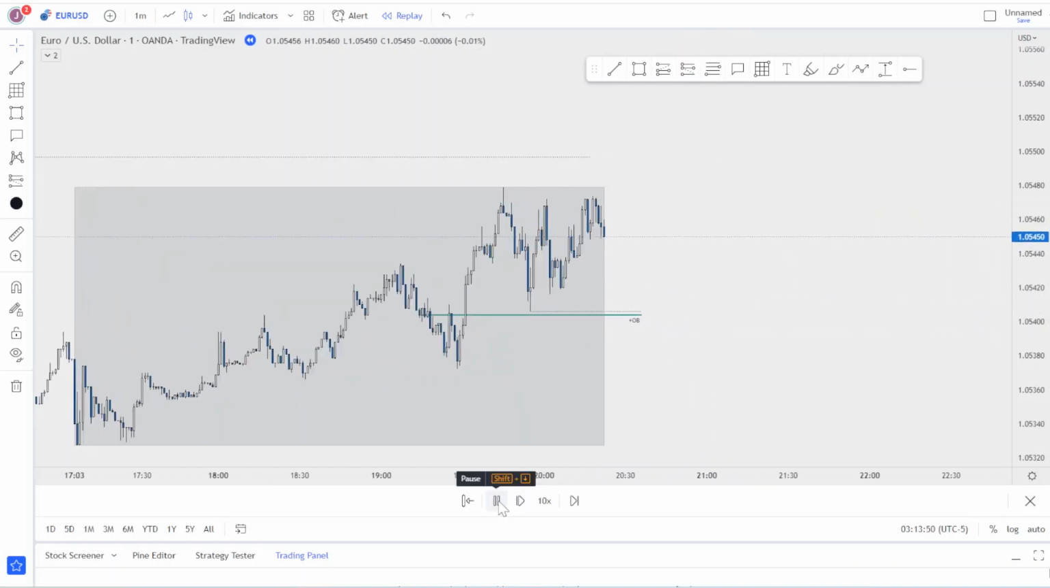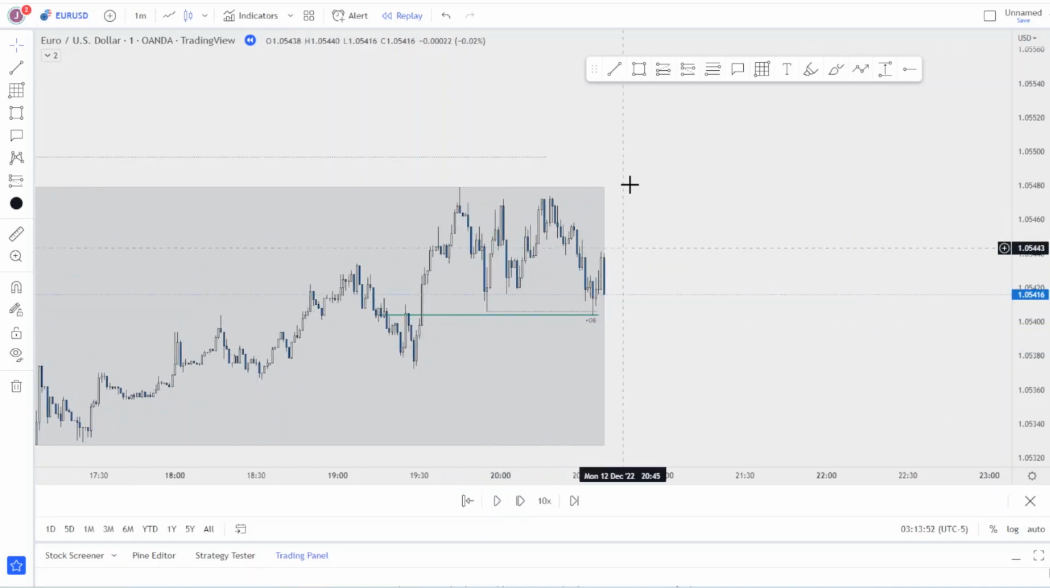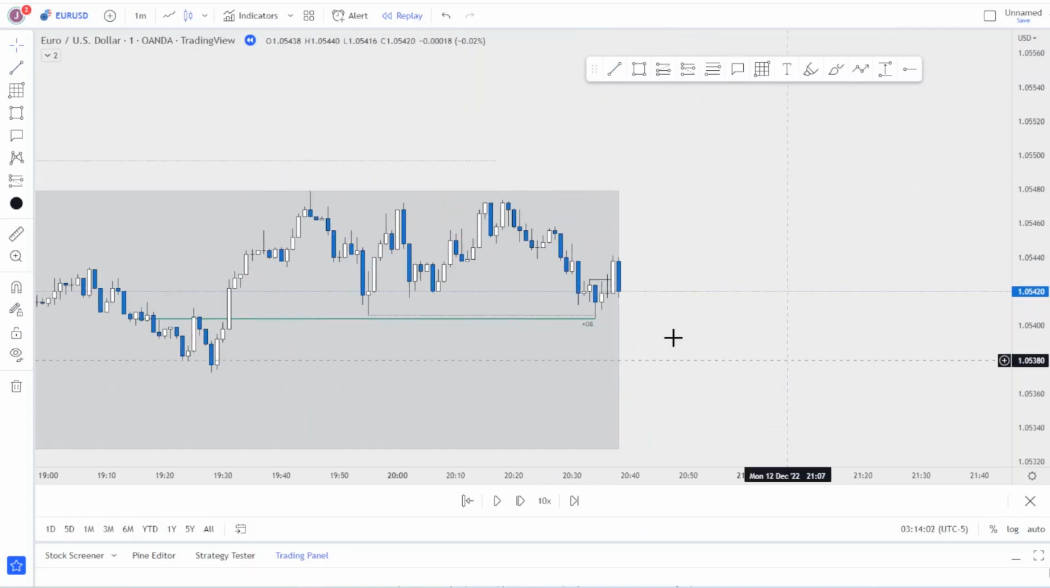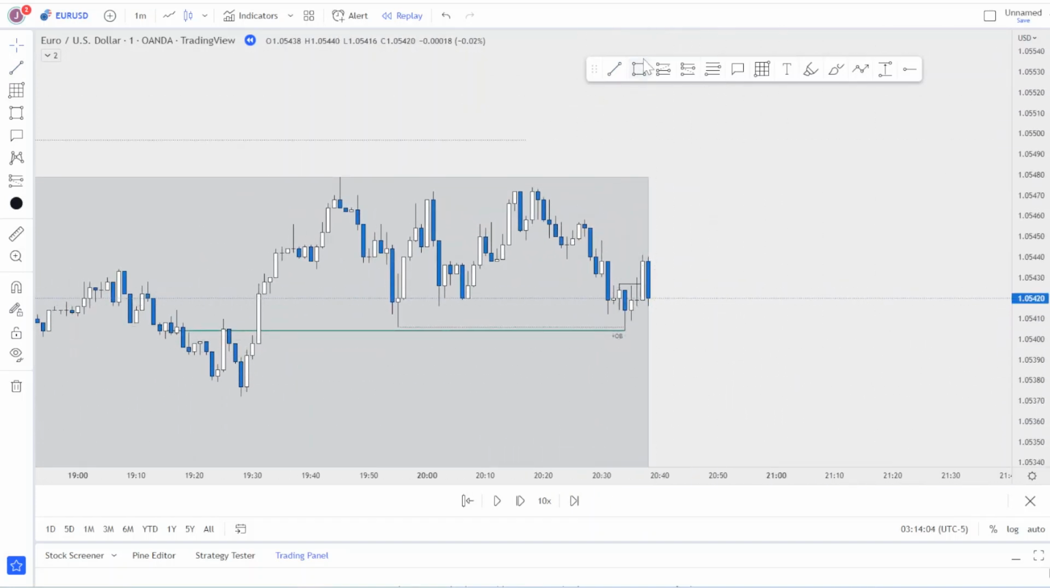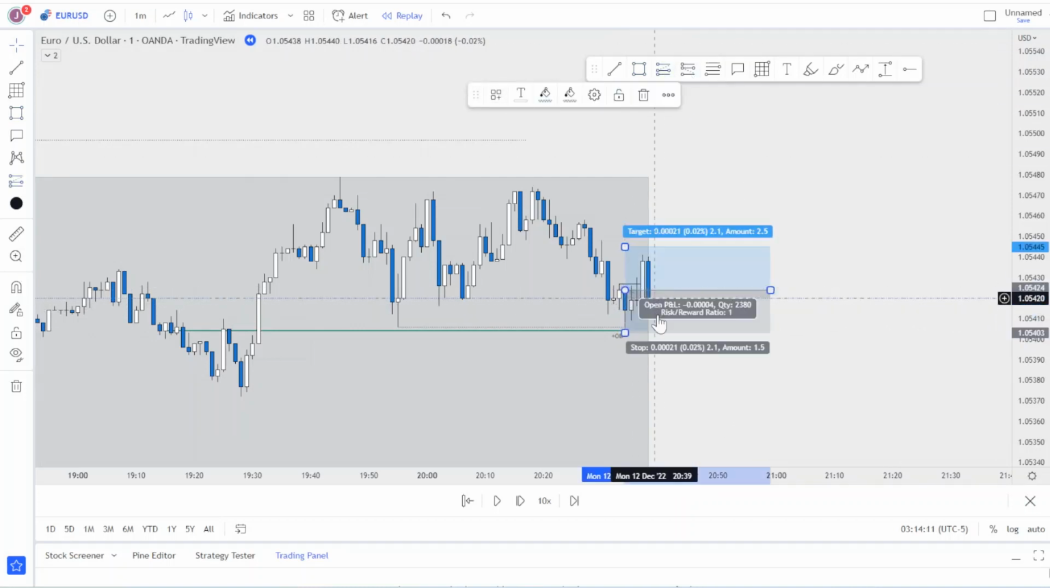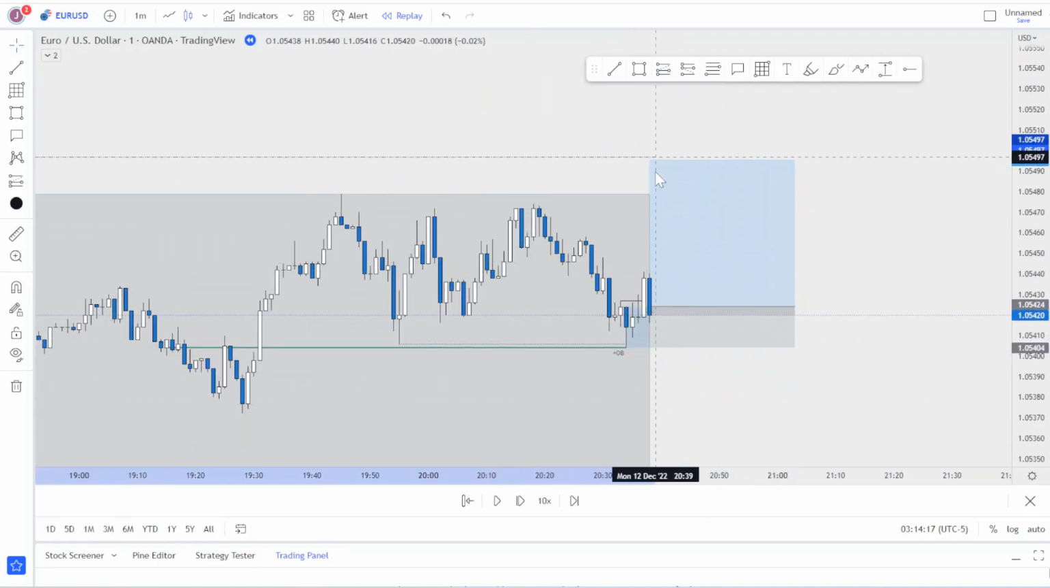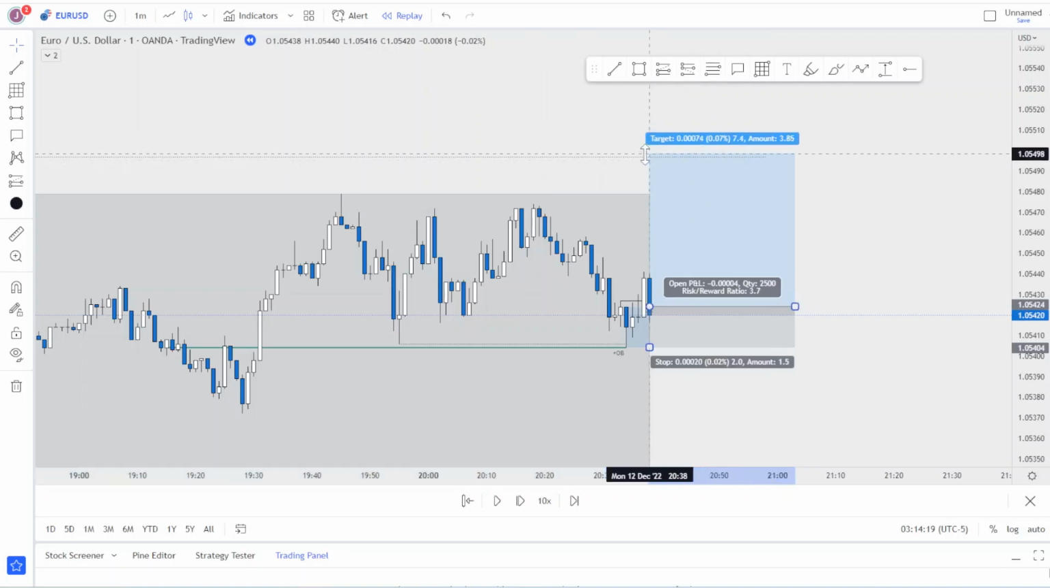Let's fast forward. Okay, so we tapped into the order block, took out the liquidity, and then we had a break in structure here. And next, all I did was I entered off this order block that took out the liquidity and tapped into the 15-minute order block. So my entry was like this, and then I was targeting that 15-minute high up here.